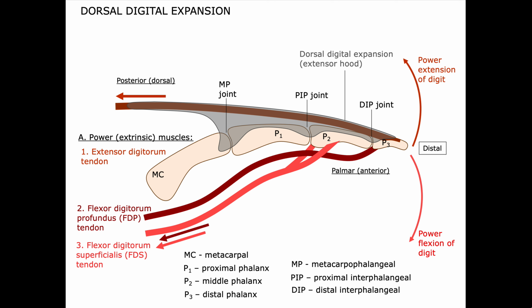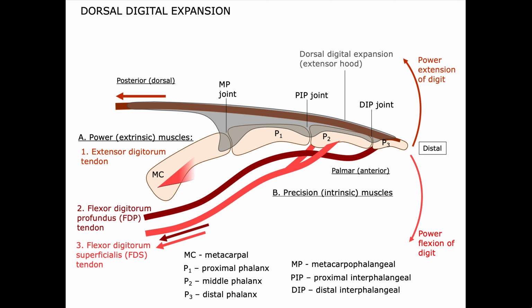So a powerful flexion of the digit is dependent on the movement of my flexor digitorum superficialis and flexor digitorum profundus, and in contrast, the powerful extension of my digits is dependent on the extensor digitorum muscle tendons. So this concept is very, very important. Now, this was regarding the power. Now let's talk about the precision.